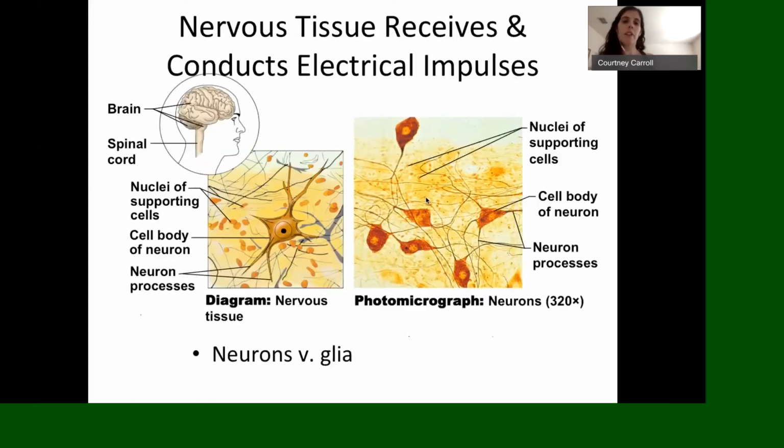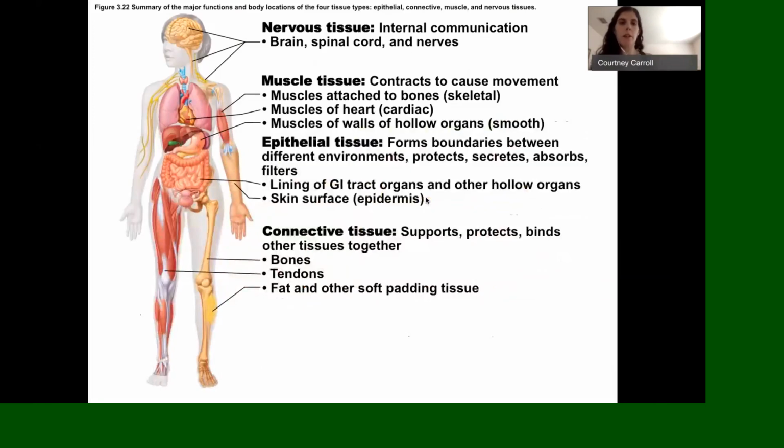Finally, let's talk about our nervous tissue. Nervous tissue receives and conducts electrical impulses. And there are two major types of cells. There are neurons, which are the workhorse of the nervous system. They do that electrical firing and make up those important nervous signals that allow you to function as a human. And then we have our support cells, which are glia cells that still conduct electrical impulses, but they have a slightly different role.